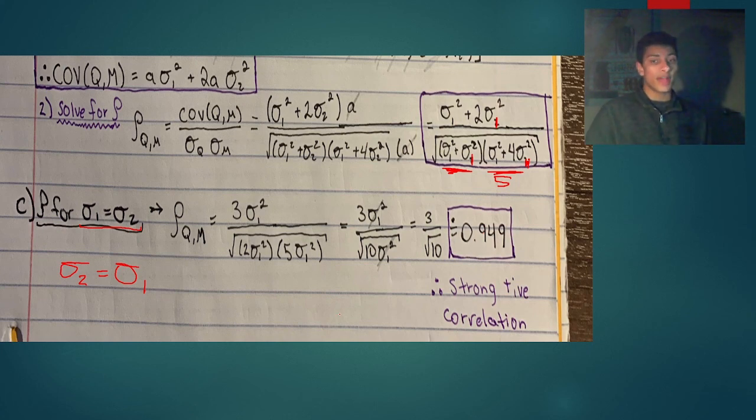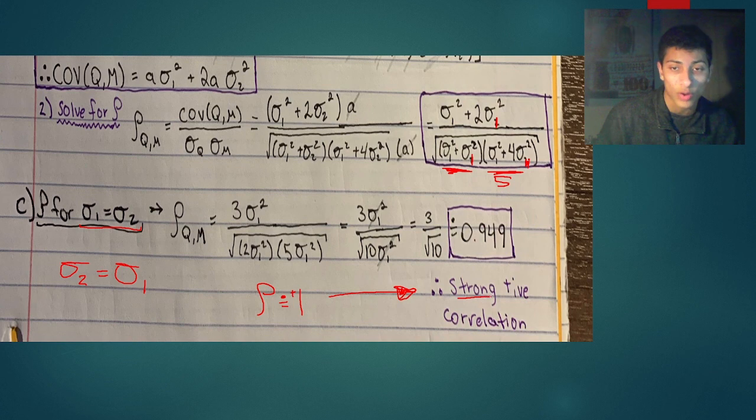So looking at this value of rho that we have, we can say that since it is very close to positive 1, our data points here, Q and M, have a strong positive correlation with one another. And that is my project for you guys.